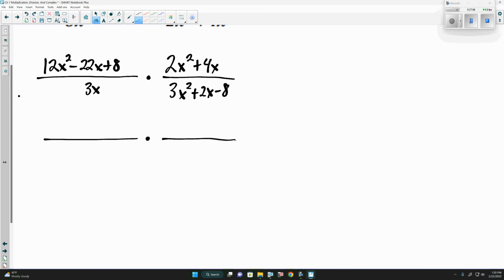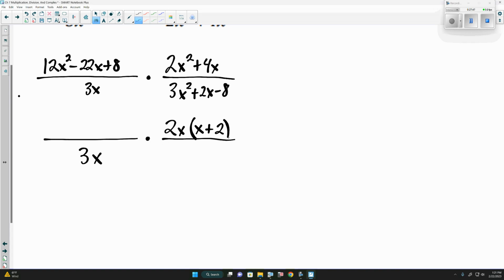Now we can factor. Looking at these four, 3x is as simplified as it gets. Which one do we want to work with next? 2x squared plus 4x. There's not three terms, but there is a greatest common factor of 2x. Because if we factor 2x out of 2x squared, we're left with x. Factoring 2 out of 4 leaves 2, and the x factors out completely. So we get 2x times x plus 2.